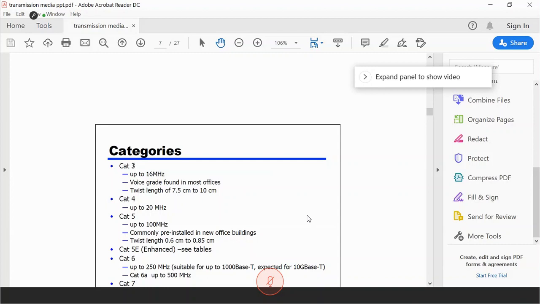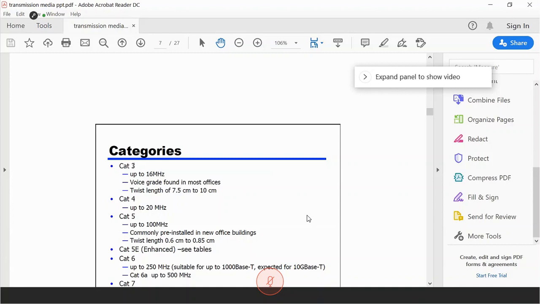Now, then came category 5 as well. Like I said, what's the difference between 4 and 5? Cat 5 had more twists per centimeter. It had Teflon insulation. It had lesser crosstalk. Obviously, with all these things, it had better quality signal over a longer distance. It was used for high-speed computer communication. All of these are referred to as UTP, which is unshielded twisted pair: Cat 3, Cat 4, Cat 5.